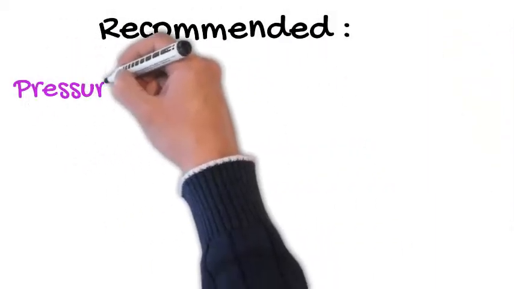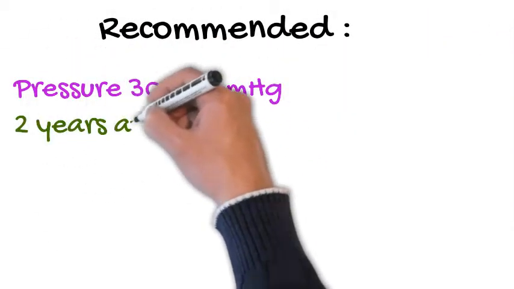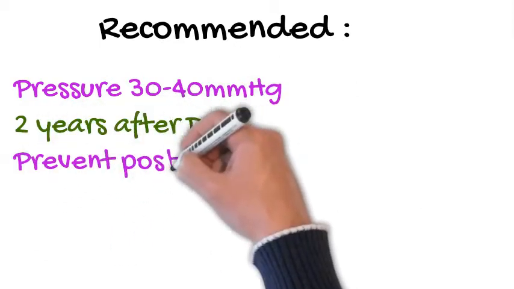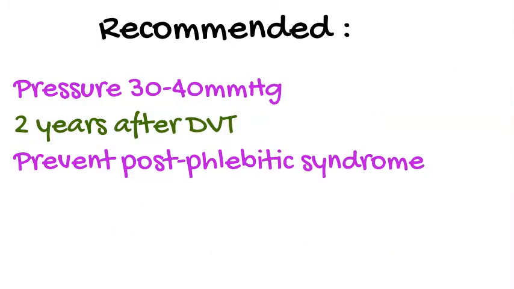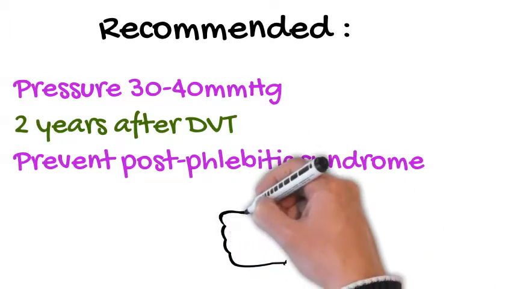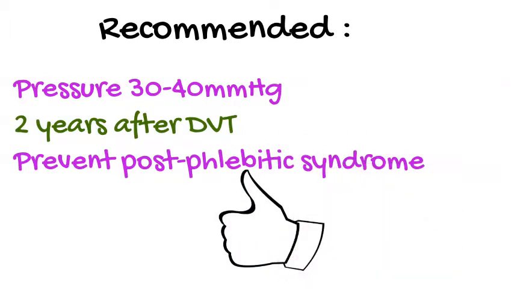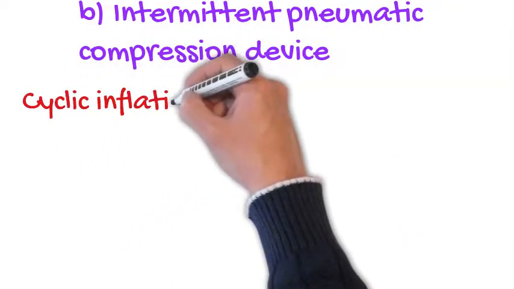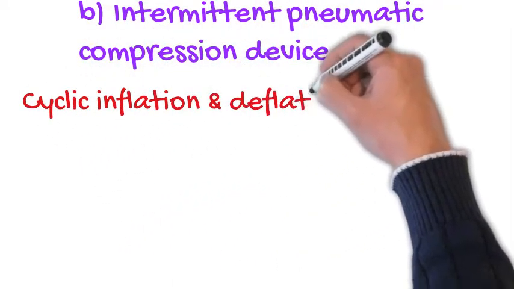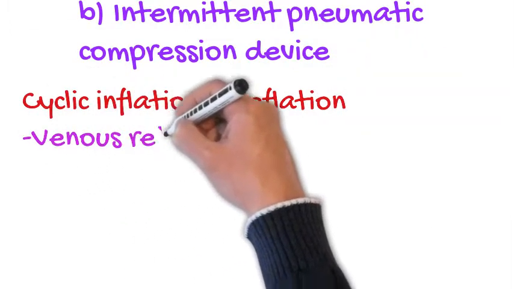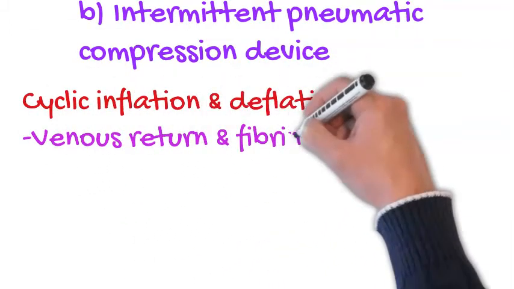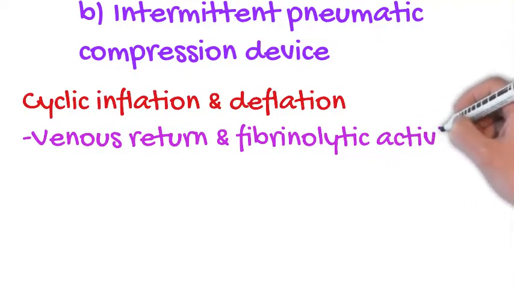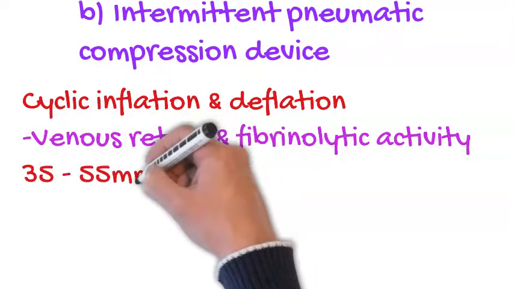Recommended graduated elastic compression stockings with pressure of 30 to 40 mm mercury at ankle for 2 years after DVT to prevent post-phlebitic syndrome. B. For intermittent pneumatic compression devices, its function is by cyclic inflation and deflation that promote venous return and increase fibrinolytic activity.